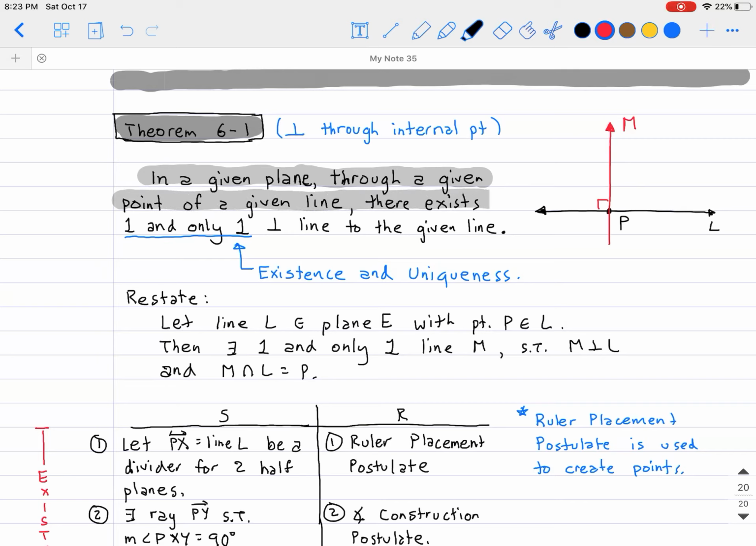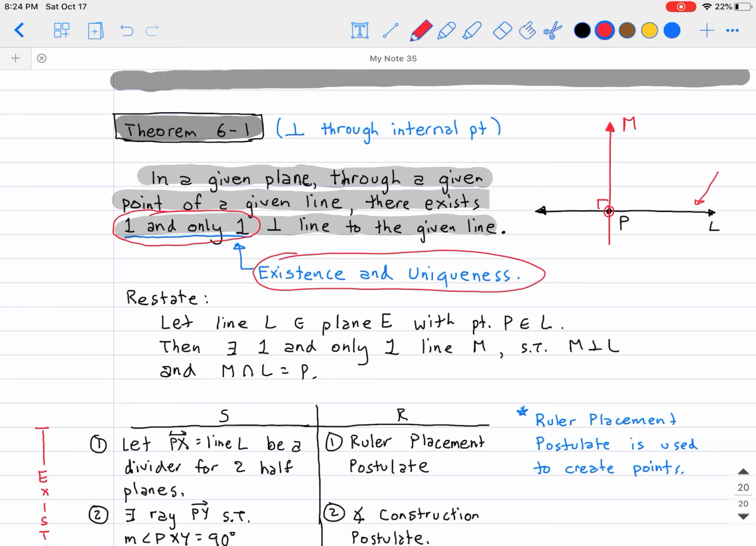So here's what it says. This theorem says that if you have a given plane through a given point of a given line, there exists one and only one line that is perpendicular to the given line. Because that sounds cryptic, what it means is you're going to have a line L, as you can see on the right hand side. On that line L we're going to have a point which we'll call P. This theorem basically states that there is one and only one line, we'll call M, that is perpendicular to L at that point P.